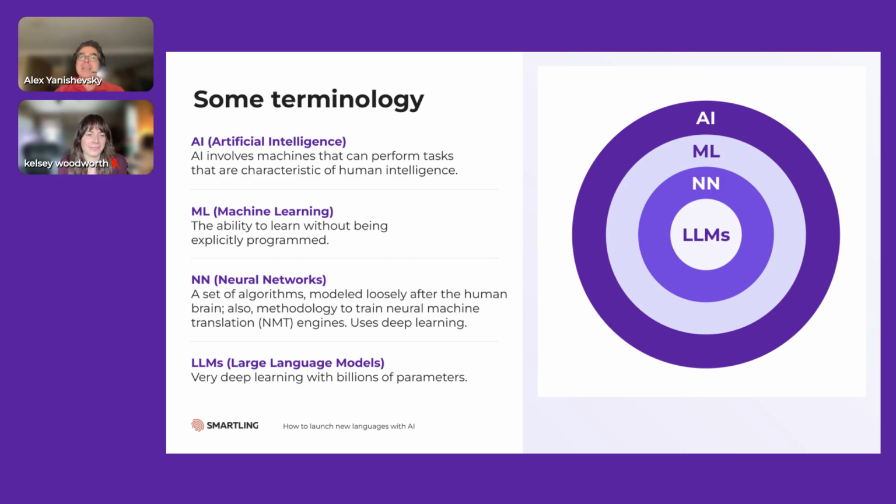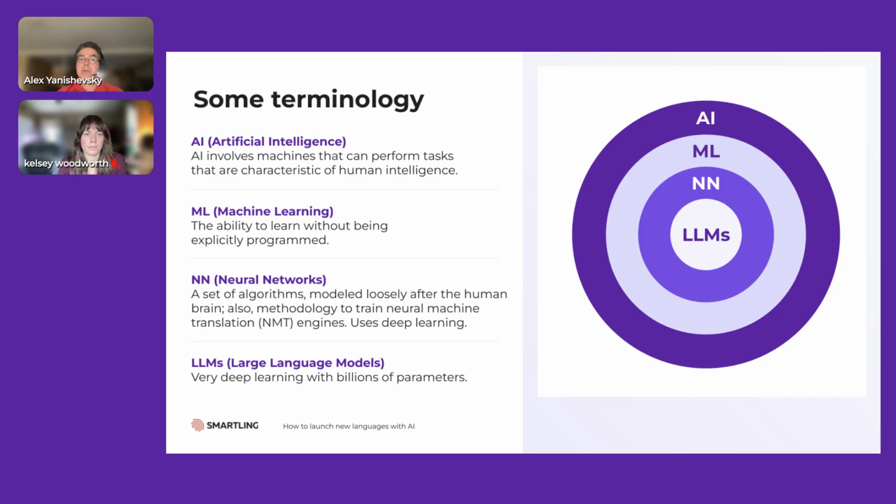So I like to think of this as concentric circles, right? Think of AI as basically anything that involves a machine that can perform tasks that are characteristics of human intelligence. That's the bigger umbrella. Now, within that, there are a bunch of different algorithms that allow a machine to get to that state of performing these tasks.